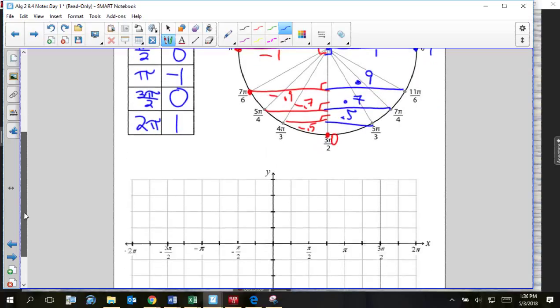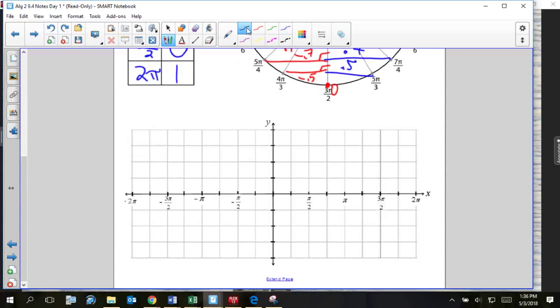So now we go to graph those. And I'm going to count by halves again, so it's easy. At 0, it's 1. Pi over 2, 0. Pi is -1. 3 pi over 2, 0. 2 pi is 1. And then I have to connect these with a nice smooth curve. That's going to be one cycle.